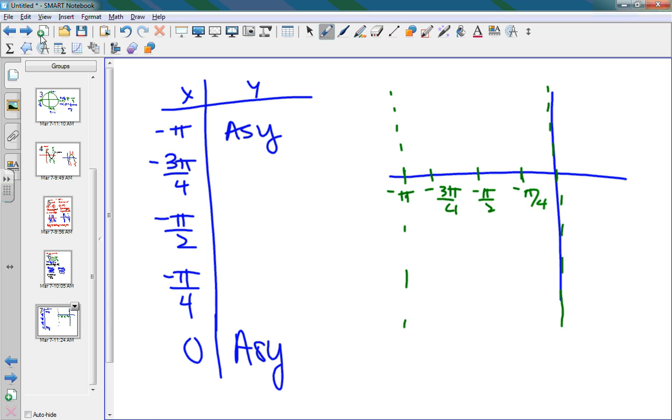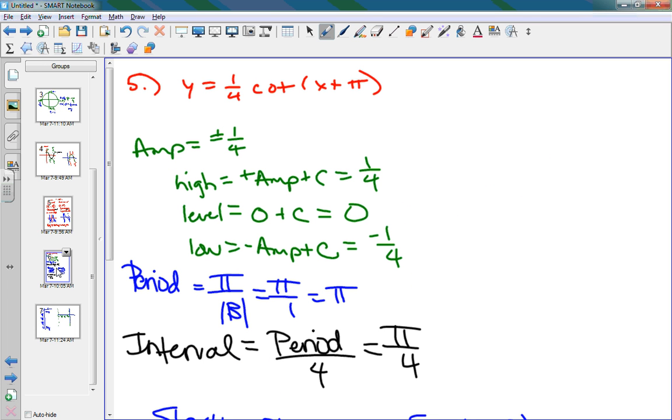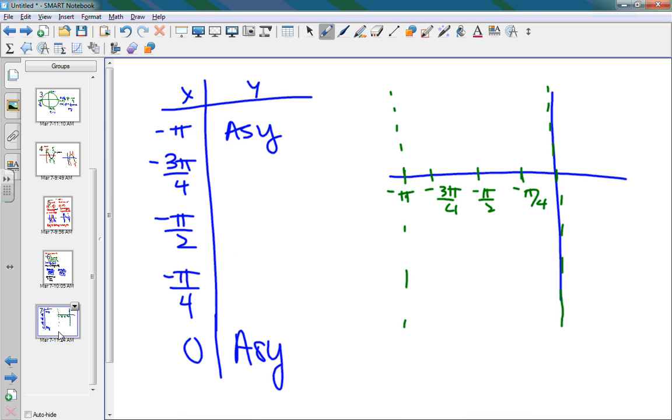And then, because this is cotangent, my question to you is, is it being reflected? Is the amp negative? Is the angle negative? Are either one of those a true case? No. So is this thing going to be reflected in any manner? No. So what I'm going to have here is a decreasing function. How can I have a decreasing function? The only way is if I have my high, my middle, and my low.